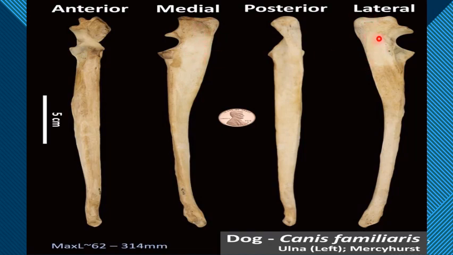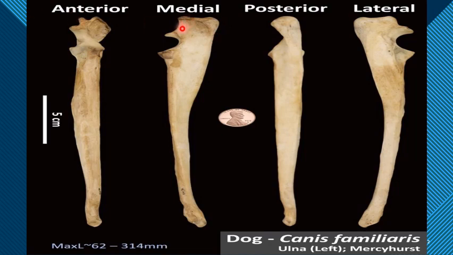while it is concave medially. As you can see here, it is concave here. This is the medial aspect of the ulna. So it is concave at the medial aspect, while laterally it is convex, and caudally it is round and enlarged.